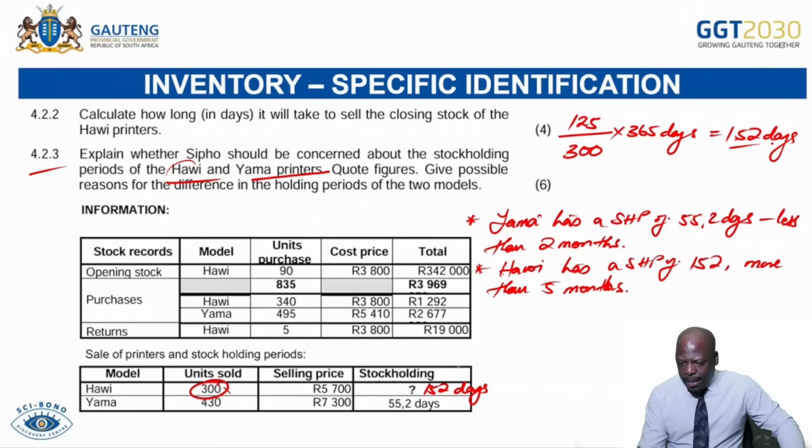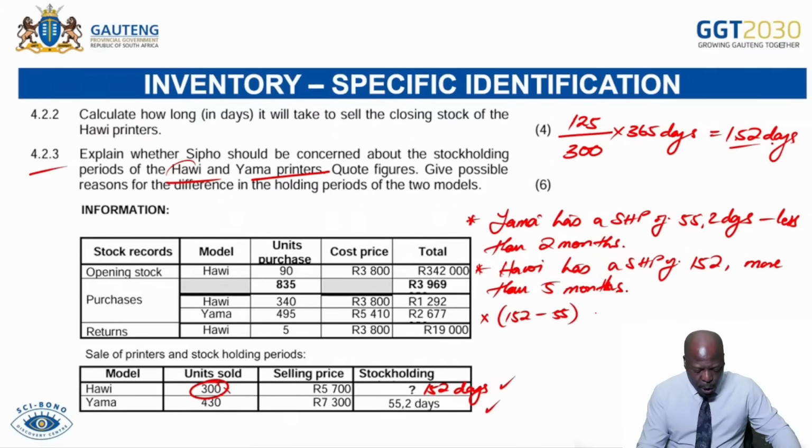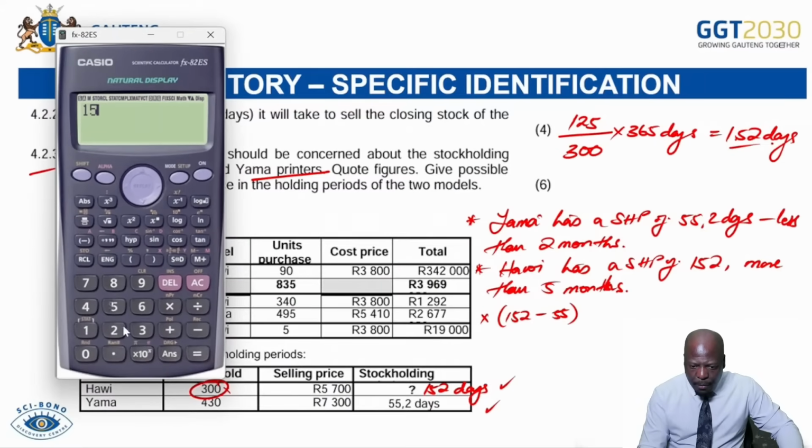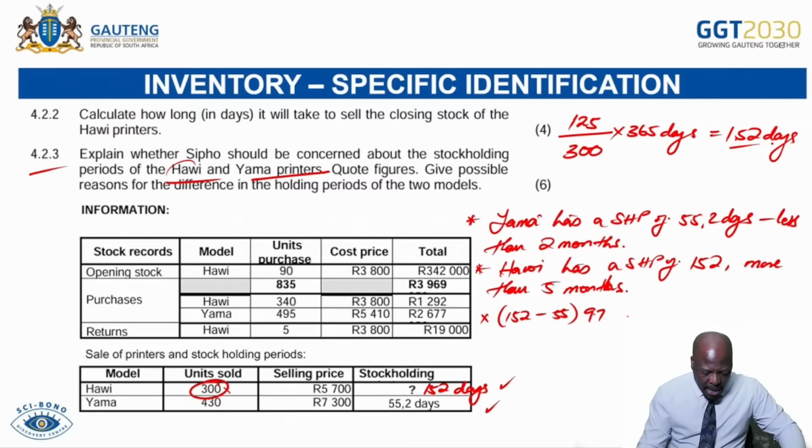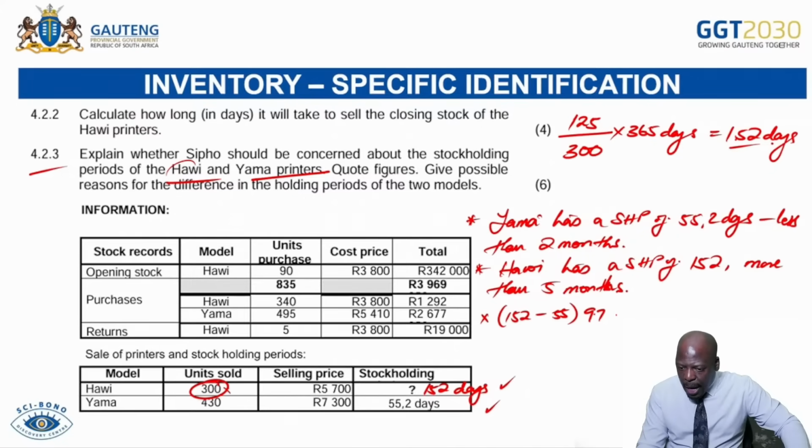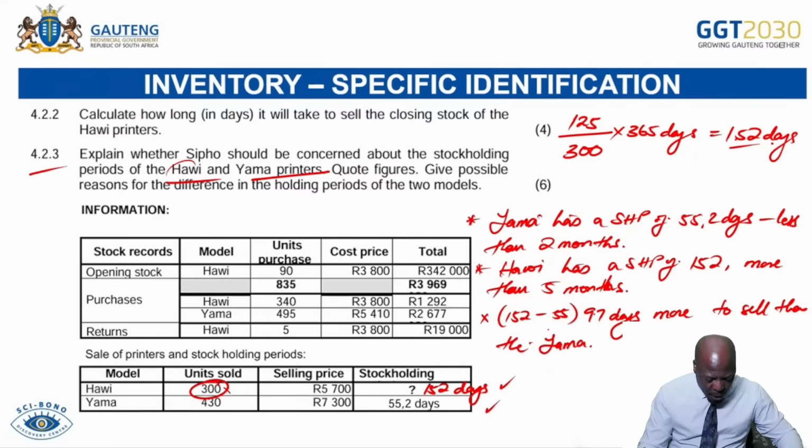Again, if you check the difference between the stock holding period of the Howie and the Yama, if you say 152 minus 55 days, let's put it in the calculator. 152 minus 55, you end up with 97. So you see that the Howie are taking 97 days more to sell than the Yama.